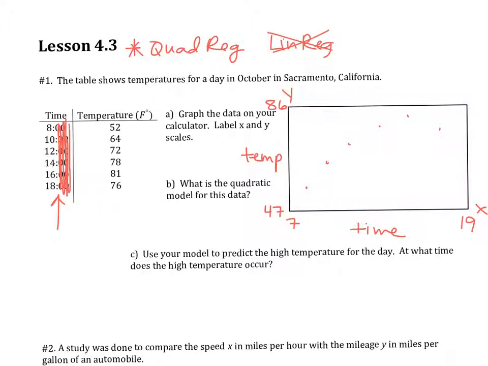From here, we want to calculate the quad reg. We don't have to plug it into Y1? You don't need to store it because I don't need the line. Wait, so we go down. If you wanted to, you can. If you want to see the line, that's fine. I do want to see the line.